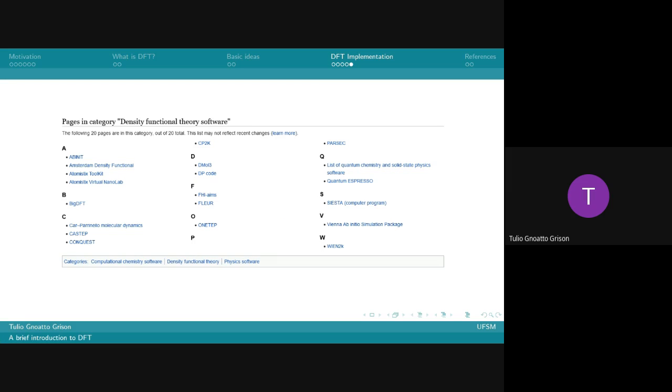Finally, I show some software that implements DFT and allows the use of these theoretical tools. Some of them are open source, for example, Quantum Espresso. Well, this is a short summary of general ideas of DFT. I thank you for your attention.